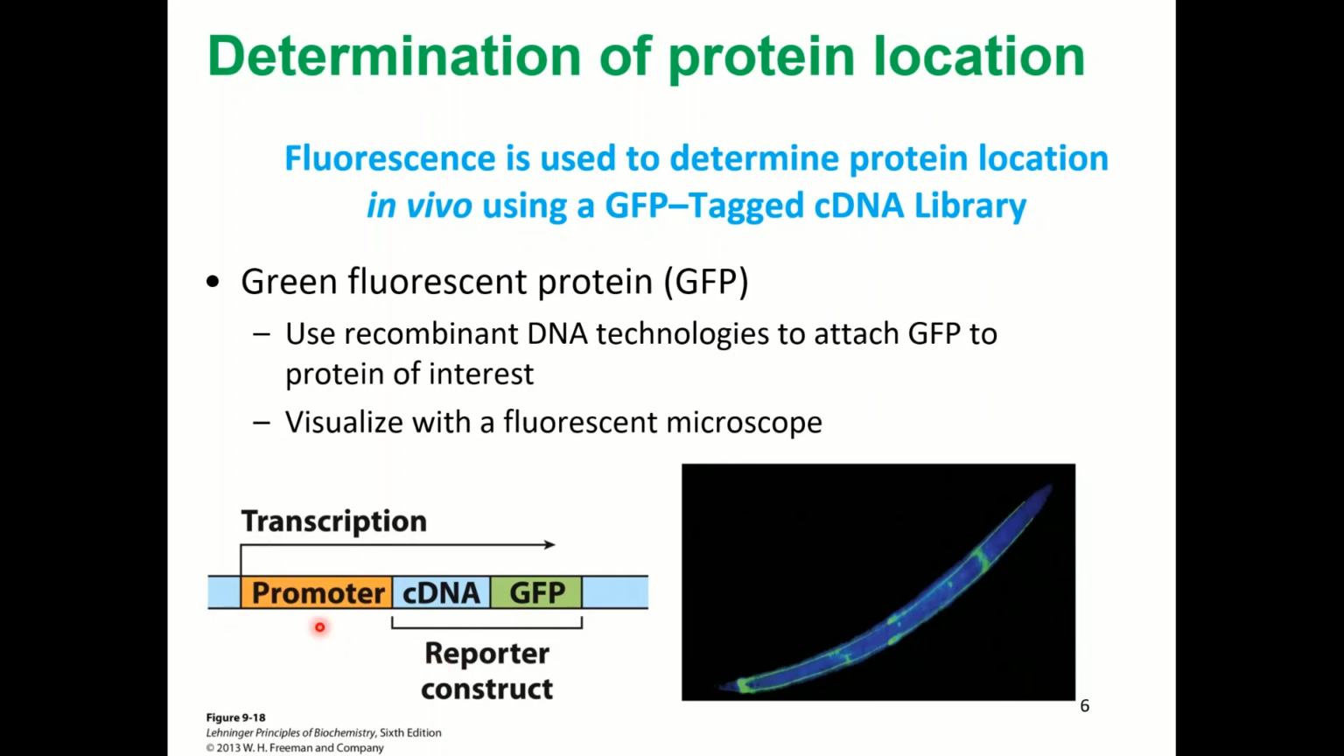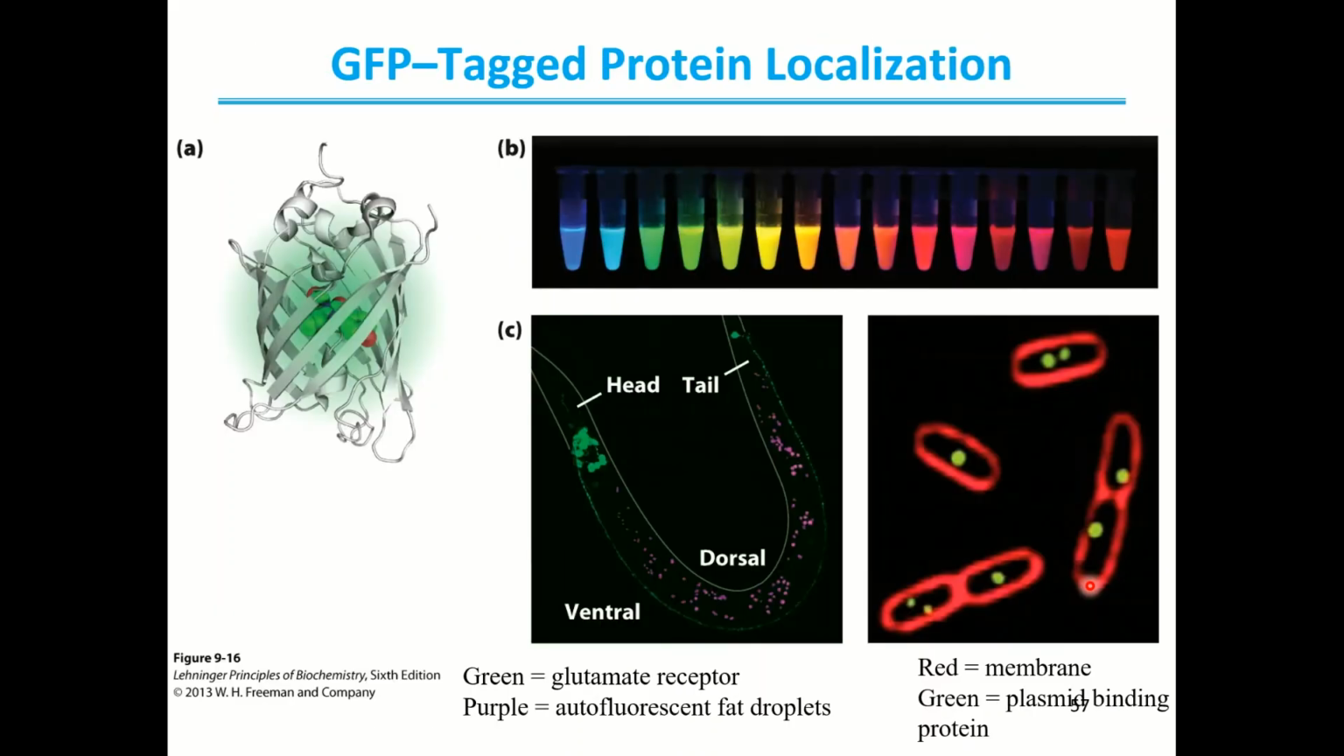So here we have a particular gene that we're interested in, the cDNA for that gene, and then we also have the sequence for your green fluorescent protein right after that. Okay, so when we're looking under a fluorescent microscope at this cell, everywhere that's glowing green has the protein that has the green fluorescent protein attached to it. And GFP is really an awesome technique.